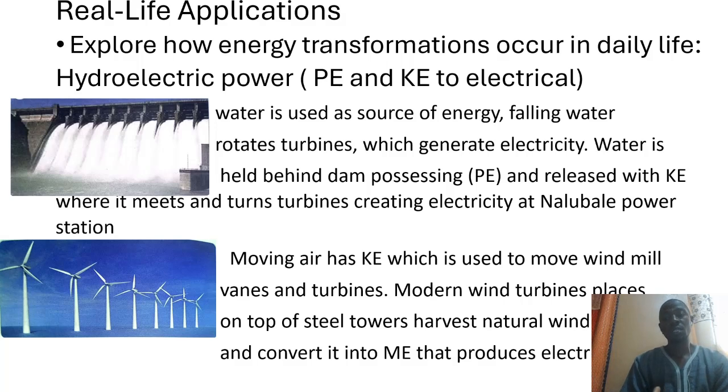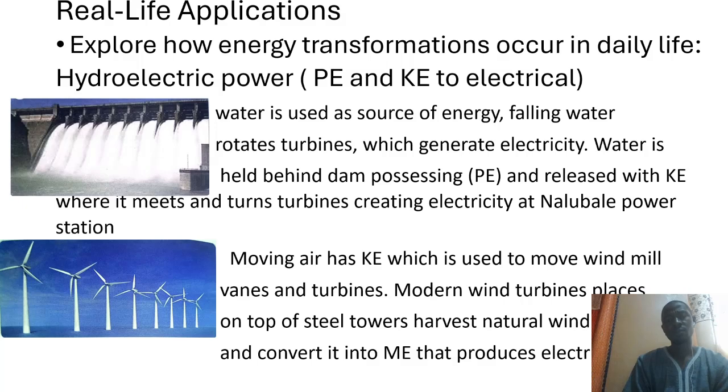So, for example, at Nalubari power station, water is used as a source of energy, as you can see in the picture. Falling water rotates the turbines, which generate electricity. Water is held behind the dam, possessing potential energy. In other words, maximum potential energy. And at the point of releasing this water, it will possess kinetic energy, where it will meet and turn the turbines, creating electricity. For example, at Nalubari power station, as we can see in the picture.